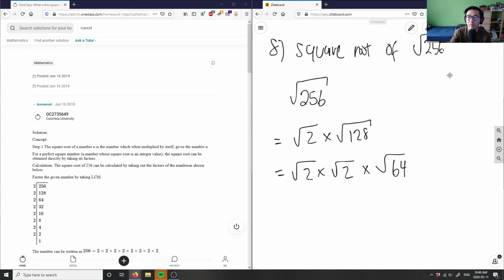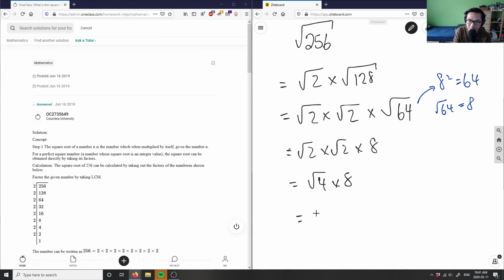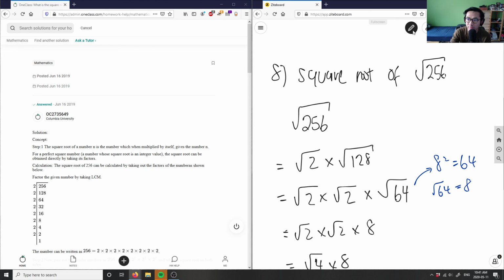And basically, I can stop here, right? Because I know that the square root of 64 here is indeed a perfect square. I know that 8 squared here is 64. So therefore, the square root of 64 would equal simply just 8. So I'm going to have root 2 times 8 here. I can simplify the root 2's: root 2 times root 2 is root 4 times 8. And I know that square root of 4 is simply just 2, so 2 times 8 equals 16. And this here is my answer for this problem. So the square root of 256 would equal 16.